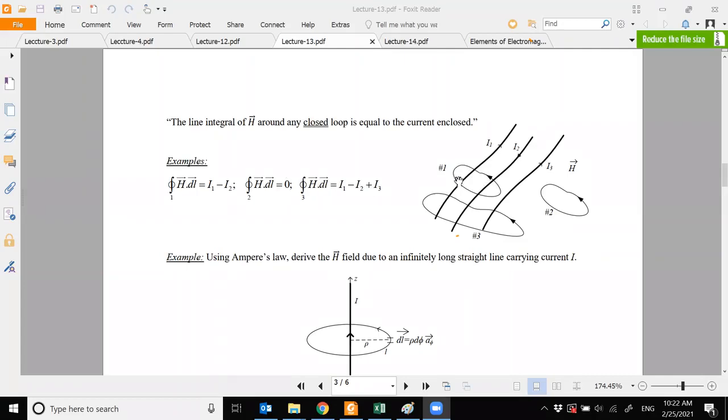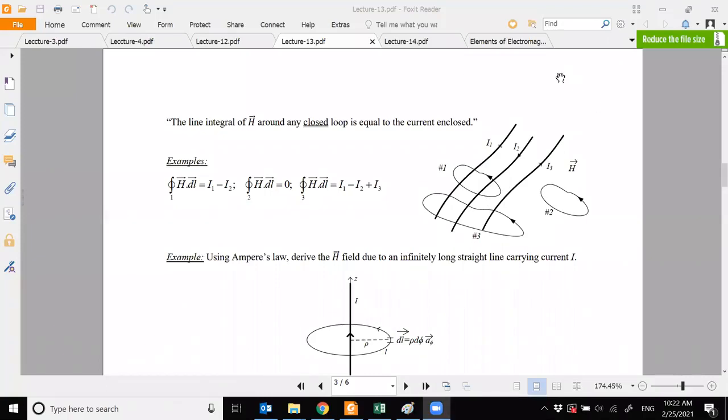Now, if you do it for 1, then it will be I1, I2. Why? Because they are going in different directions. So therefore it is I1 minus I2. Now, if you are doing it for 3, then two currents are going up and one current is going down. So I1 plus I3 minus I2. So this is what Ampere's law has stated.